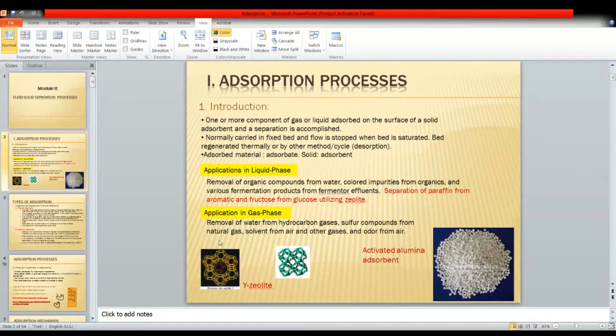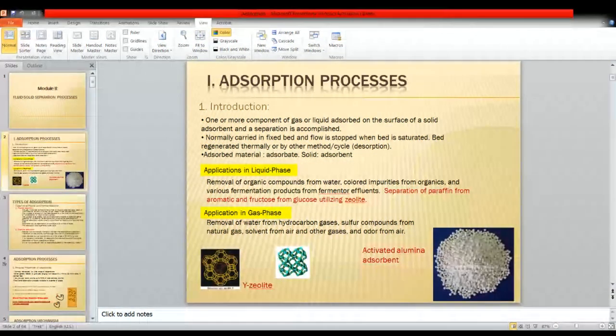How many times can we regenerate the activated alumina? You can run it for many years, 2 years, 3 years, depending upon the case, okay?